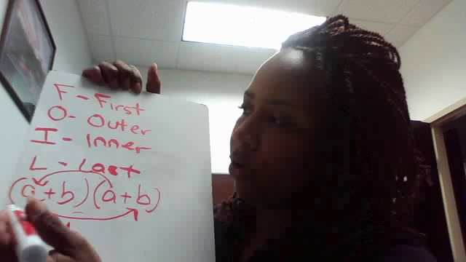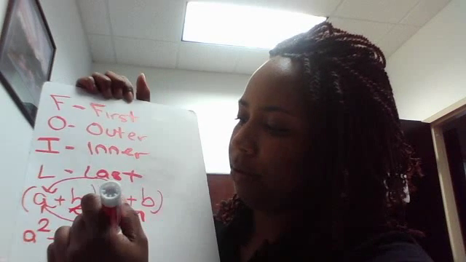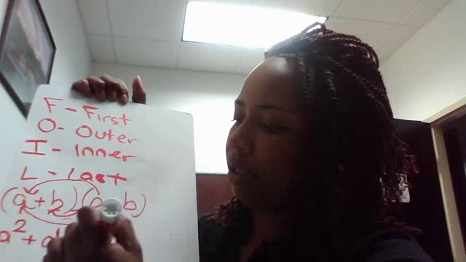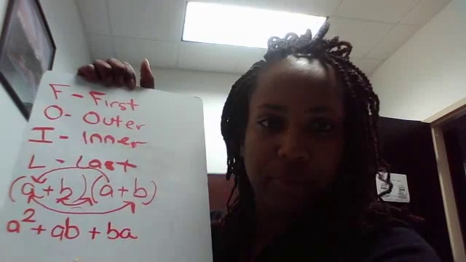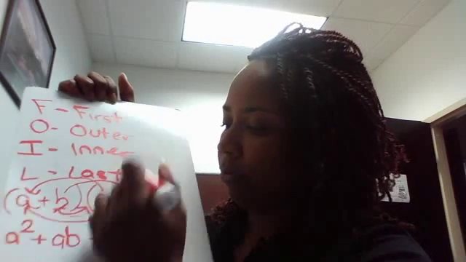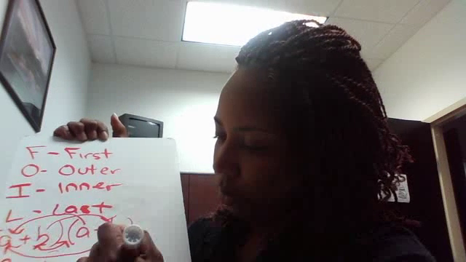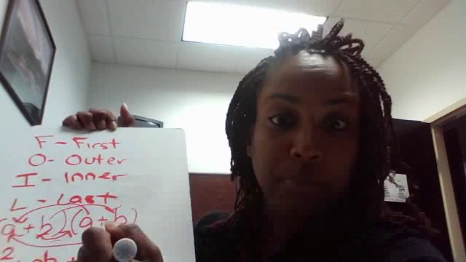And now we're going to do our inner variables. Plus B times A. Now let's do our last variables, which is B times B, which is B squared.